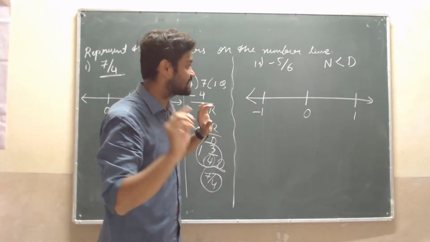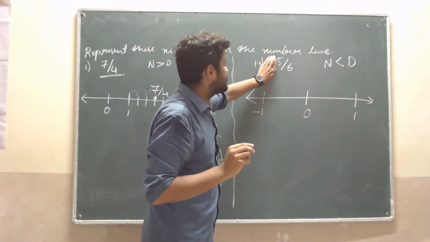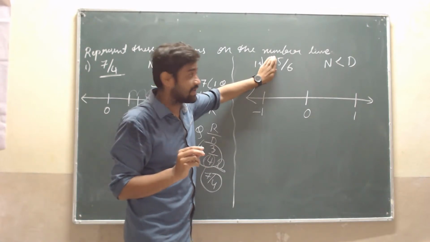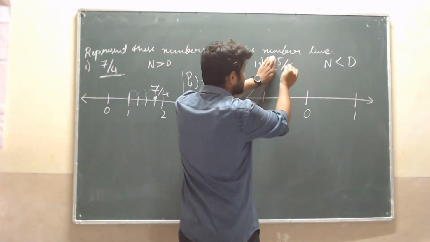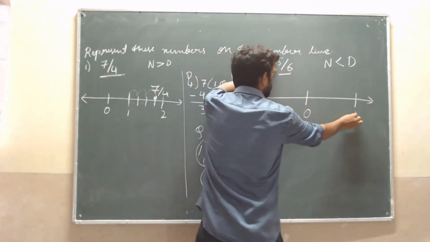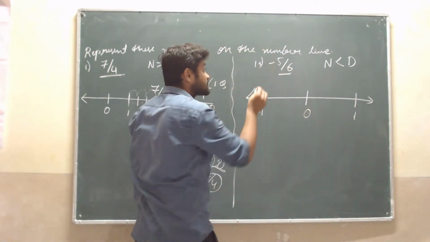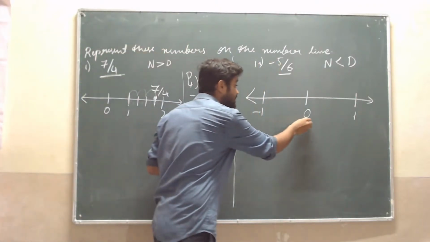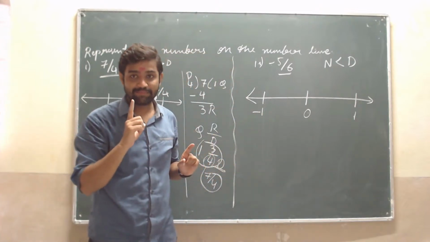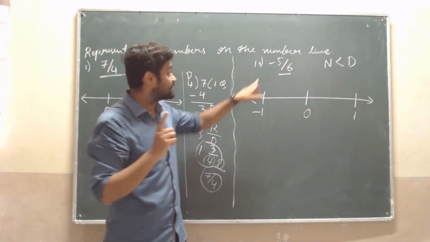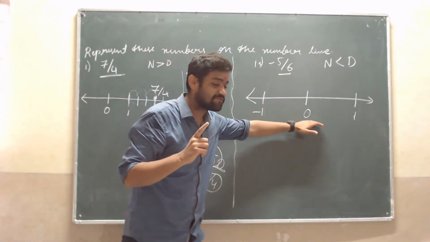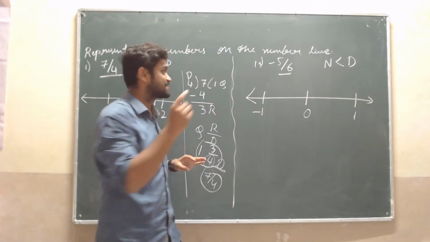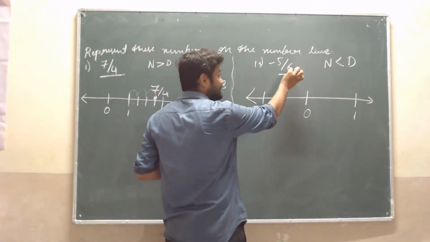Okay, see here, concentrate here, if it is 5 by 6, then these numbers will lie between 0 and positive 1. Suppose this number is negative, then these numbers will lie between 0 and minus 1. Are you getting my point? Either way, if it is minus, this will lie between 0 and minus 1. Okay, simple.